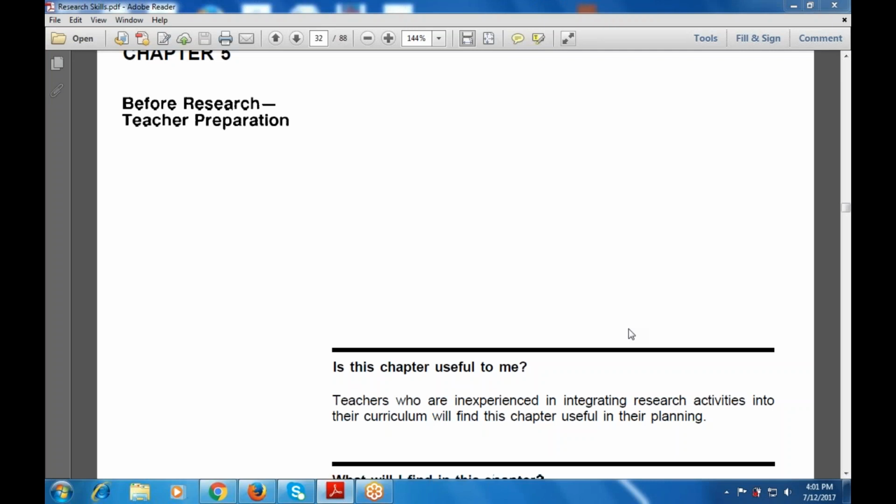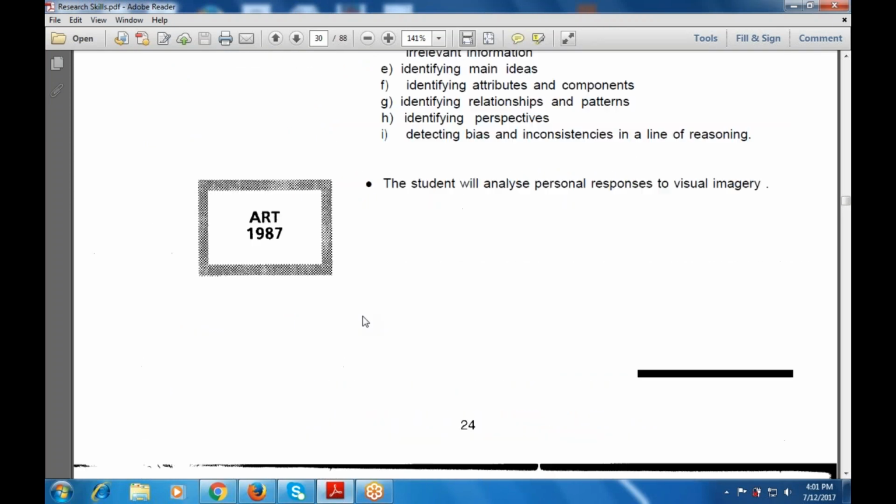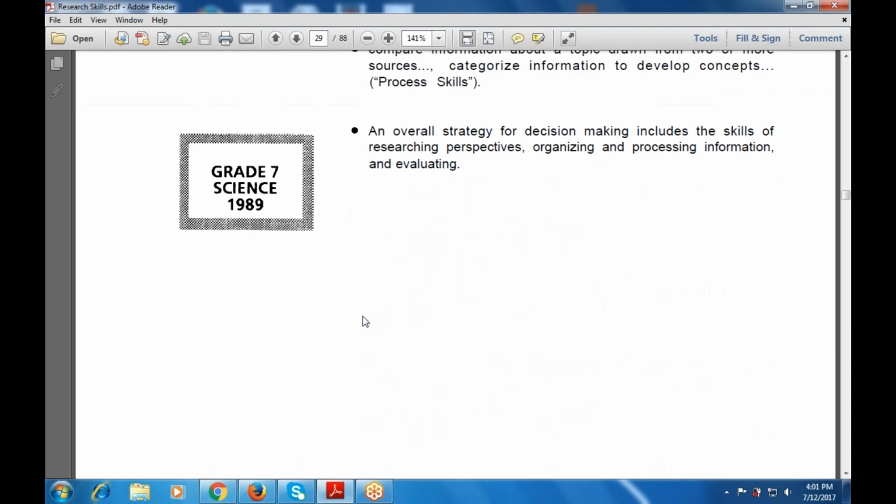Today's topic is chapter number 5, Before Research. In the last class we finished chapter number 4. Yes, the main focus is on the Alberta School of Education.